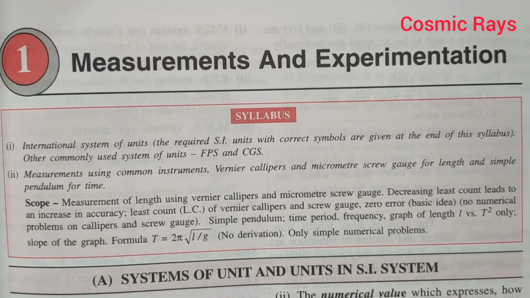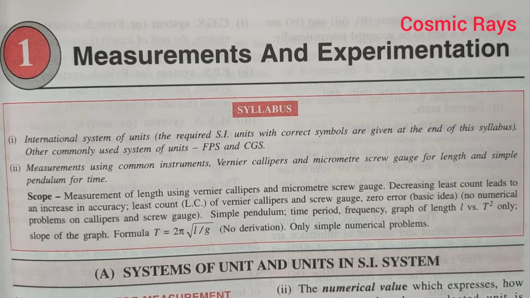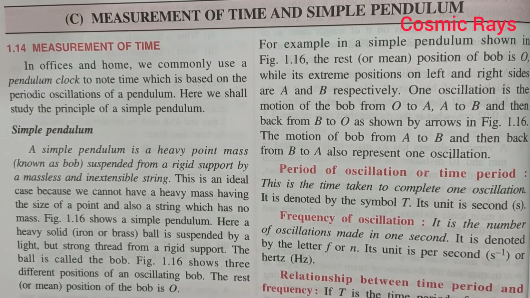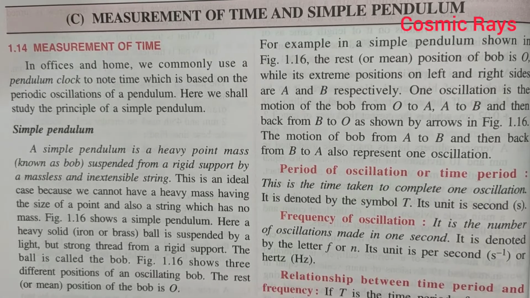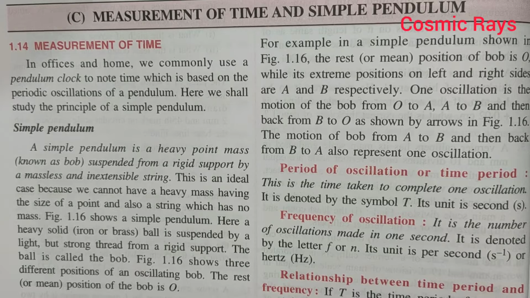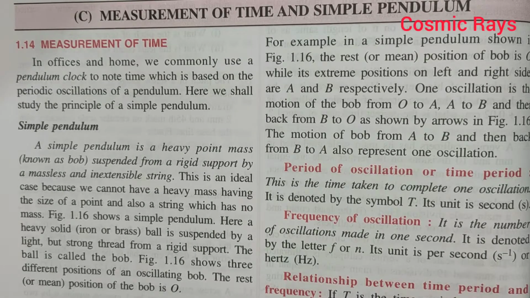Hello friends, in this AV we will be solving the numericals of the third part of the first chapter of physics class 9, that is measurements and experimentation. This portion includes the numericals based on the simple pendulum. Now we may get three types of numericals from this portion.